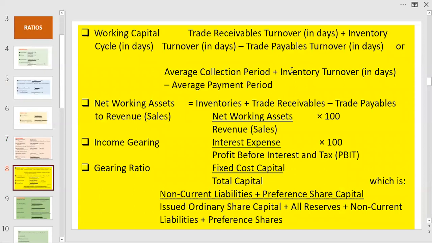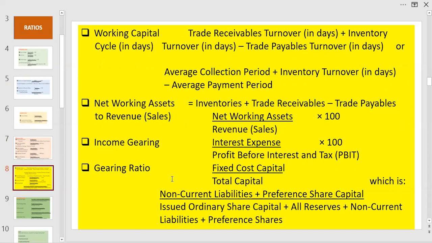This can also be stated as inventory to turnover in days and debtors to turnover in days and minus creditors to turnover in days. Next, working assets to revenue or net working assets to revenue: inventory plus trade receivable minus trade payable divided by turnover, into a percentage. Income gearing ratio is interest expenses divided by profit before interest paid, into a percentage. Gearing ratio is fixed cost capital divided by total capital.